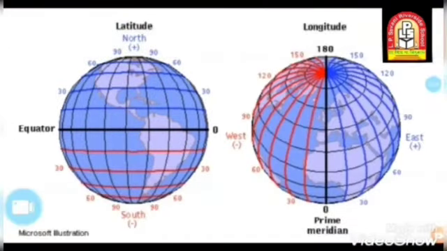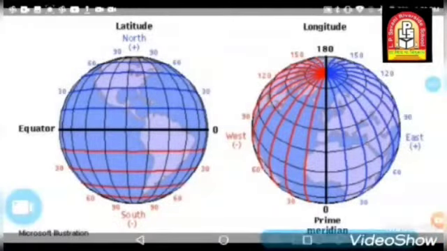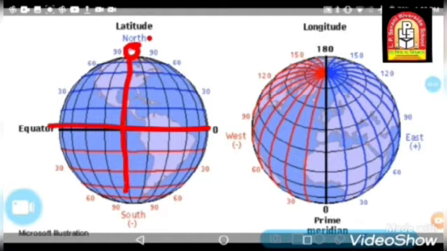Here you can see the picture of our globe. I'm going to explain first. See, this is our equator, right? This is 0 degree, which is our prime meridian, which is also called the Greenwich meridian. Our India comes over here, right? Somewhere over here.